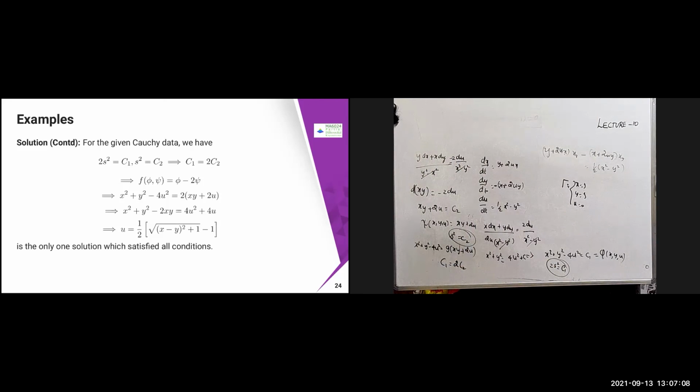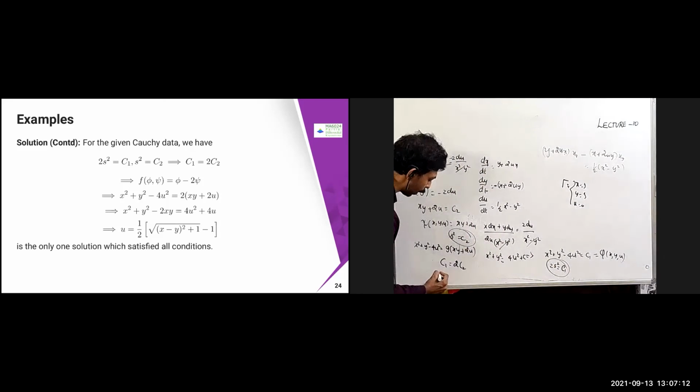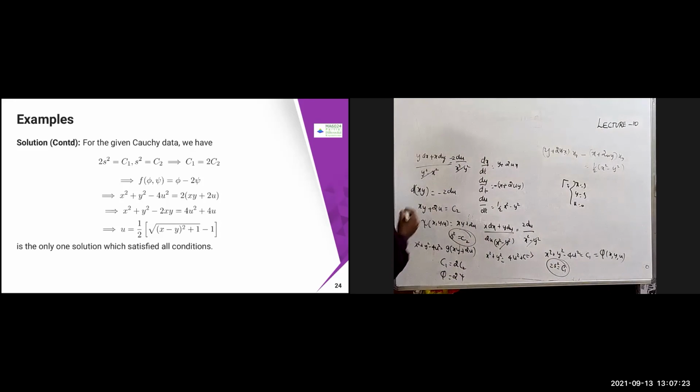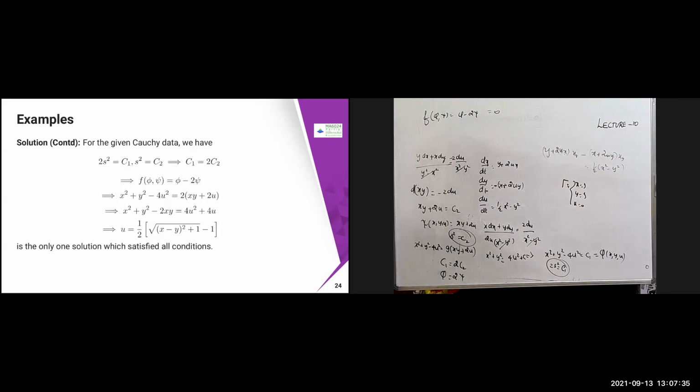Therefore, what I am going to have is a relation. Wherever c1 is there, I can replace by phi. Wherever c2 is there, I can replace with psi square. So your equation is going to become f of phi comma psi equal to phi minus 2 psi. Phi minus 2 psi equal to 0 is going to be your general solution.